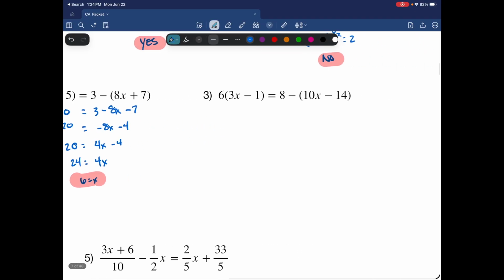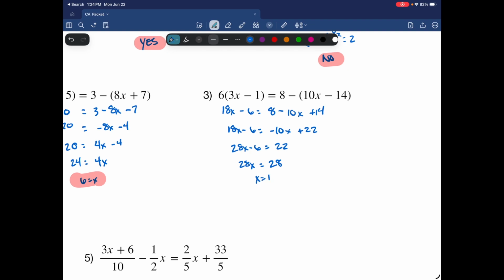Number 3, we have 18x minus 6 equals 8 minus 10x plus 14. All right, so you got 18x minus 6 equals negative 10x plus 22. That's going to be 28x minus 6 equals 22. 28x equals 28. X equals 1.